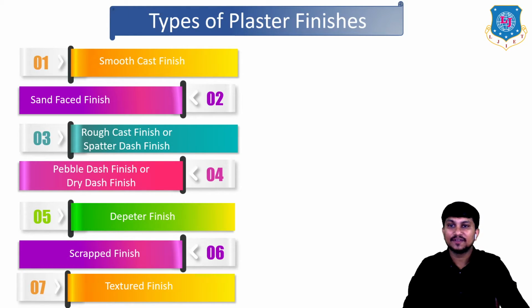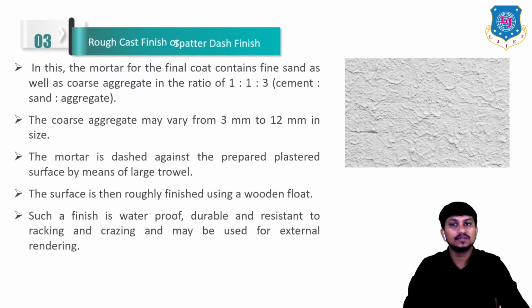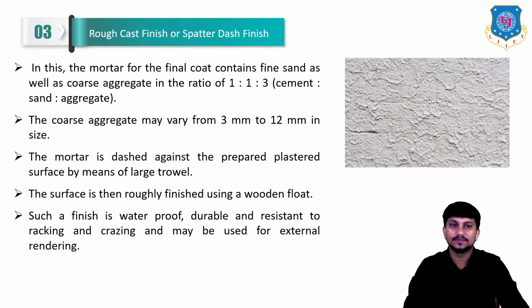That's all about the sand cast finish. Third is rough cast finish, or you can say spatter dash finish. This is how rough cast finish looks. In this, the mortar for the final coat contains fine sand as well as coarse aggregate in the ratio of 1:3. Here, the coarse aggregates are added.